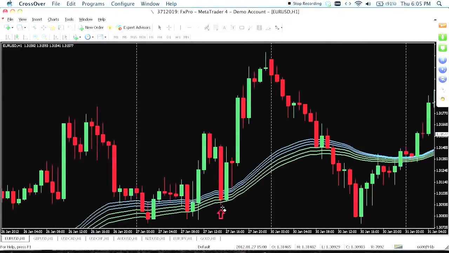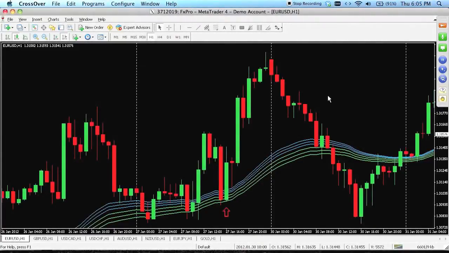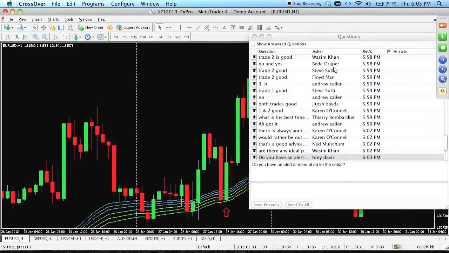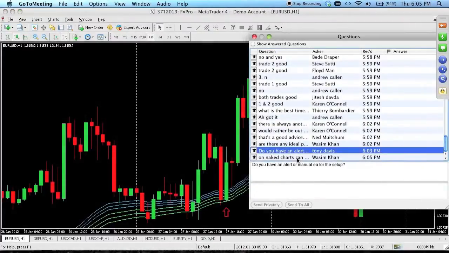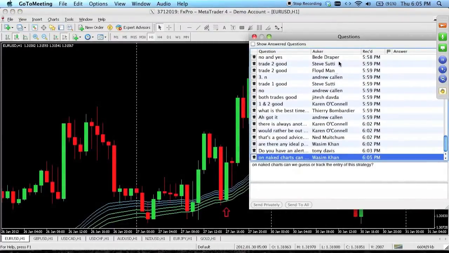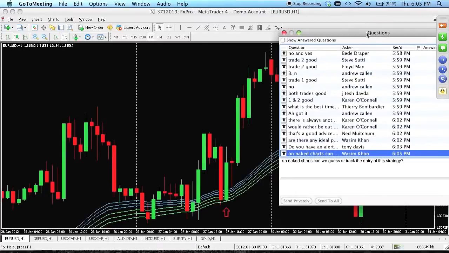Good trade or bad trade? Let me know. On naked charts, can we guess or track the entry of the strategy? No, you will not be able to. You need the MAs on this.